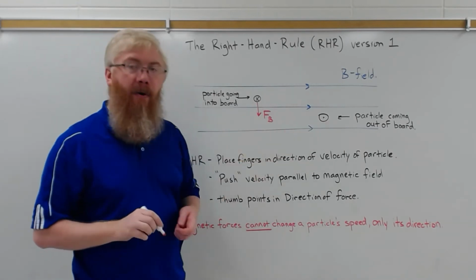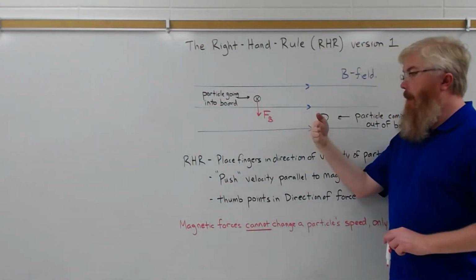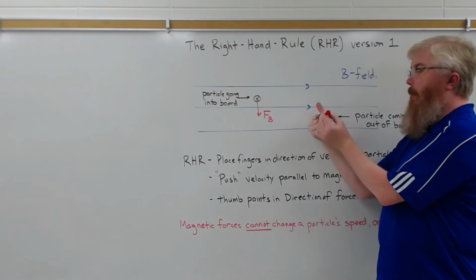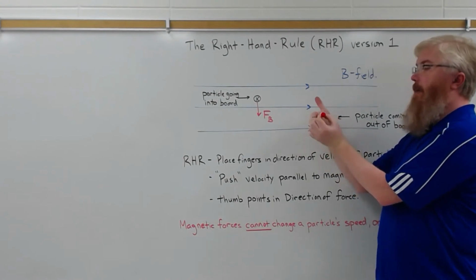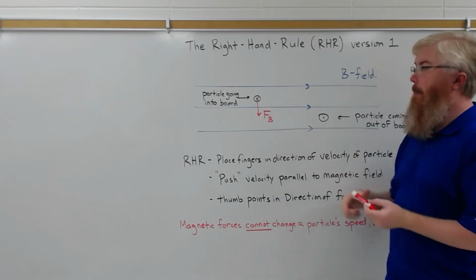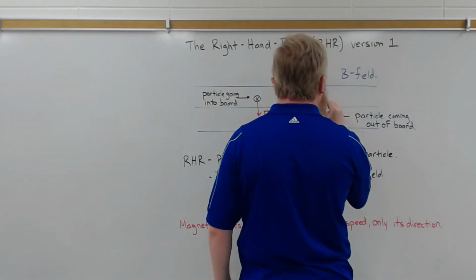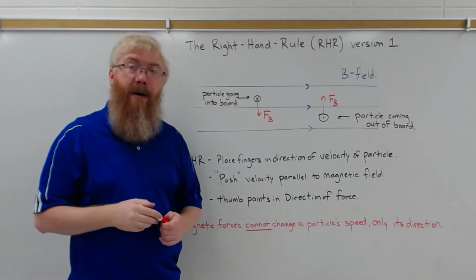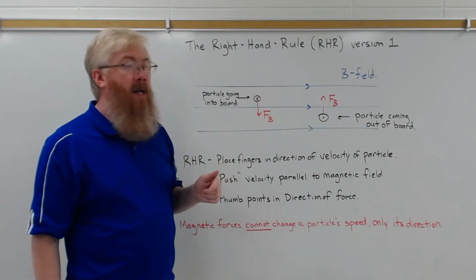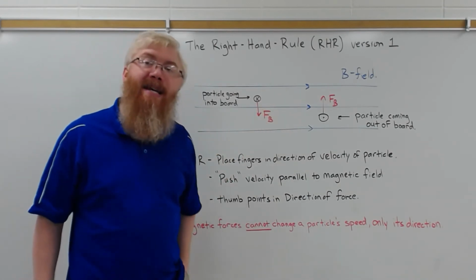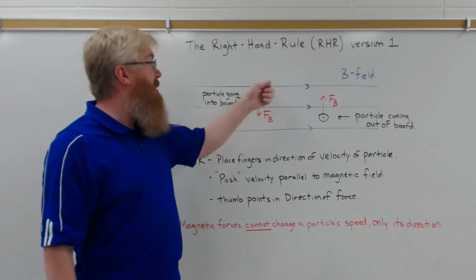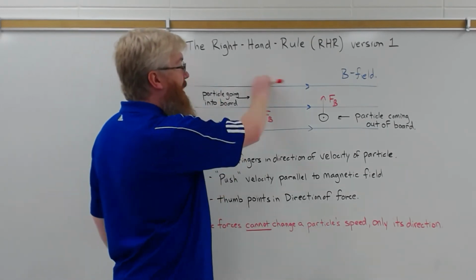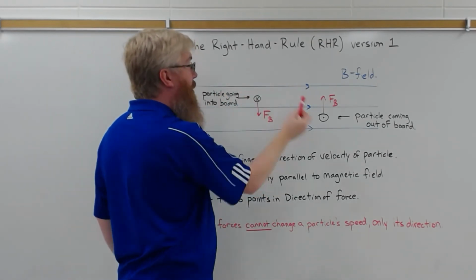Okay, let's look at this particle. Fingers in the direction of the particle's velocity, push the velocity toward the magnetic field. Again, the object is coming out of the board, I'm curling my fingers, pushing the object towards the magnetic field, and my thumb is pushing up. This particle will experience a force upward, the magnitude of which you calculate using the previous equation. This just gives you the direction. But you can see that the direction is always perpendicular to the plane formed by the velocity and the magnetic field. Velocity is going into the board, magnetic field is on the board going to the right, and force is either down or up.